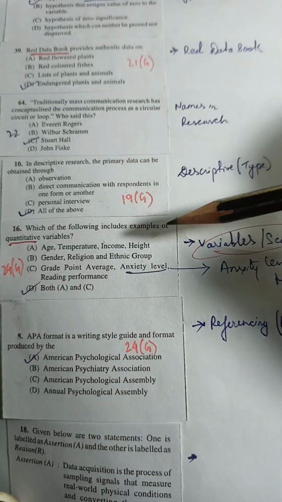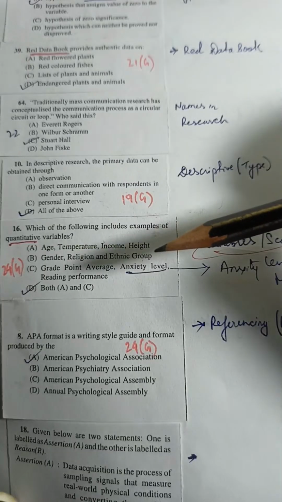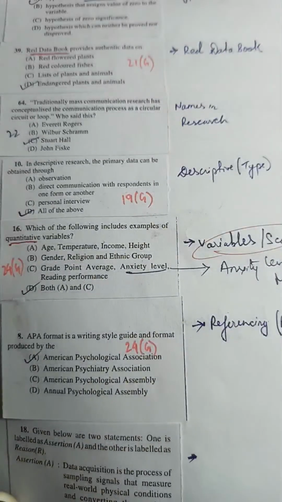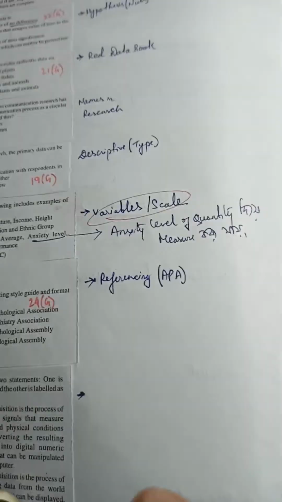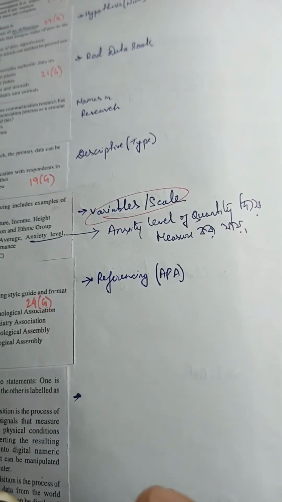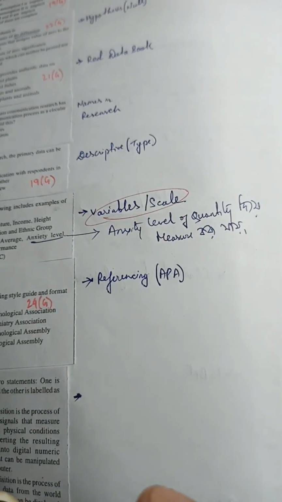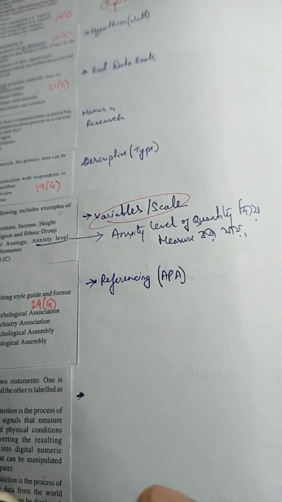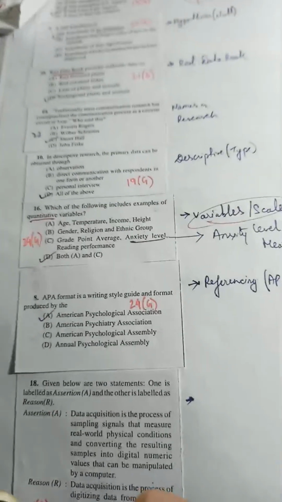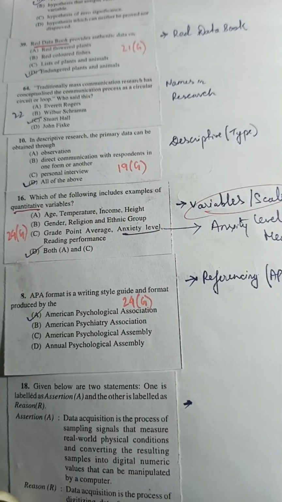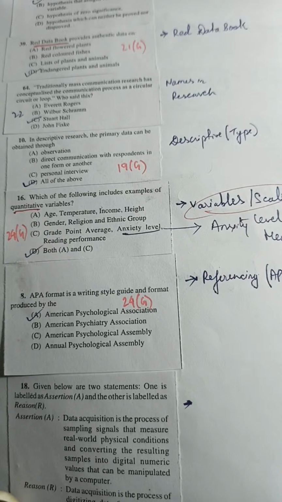Which of the following includes examples of quantitative variables? Again, we are expecting one question from variables. Anxiety level is measured by quantity. So the moment this particular question has been asked, I am breaking the question down: which of the following includes examples of quantitative variables? We are concerned about quantitative variables.